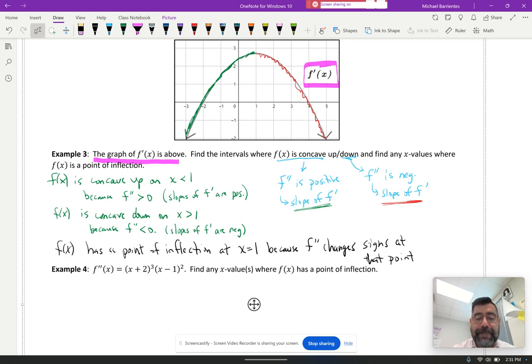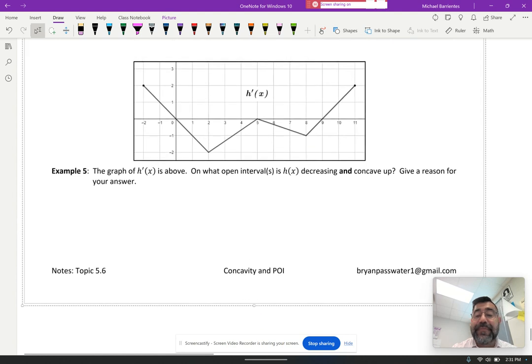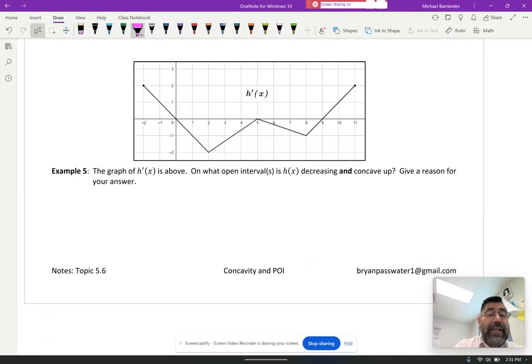We're going to do that again. We're going to do it with number 5. Another graph and another derivative. And again, they'll tell you what you're given. They'll label what you're given, just so that you know. You can't say, oh, I didn't know. Well, yeah, they told me that this is the graph of h prime. On what open intervals is h of x, which we cannot see, decreasing and concave up?